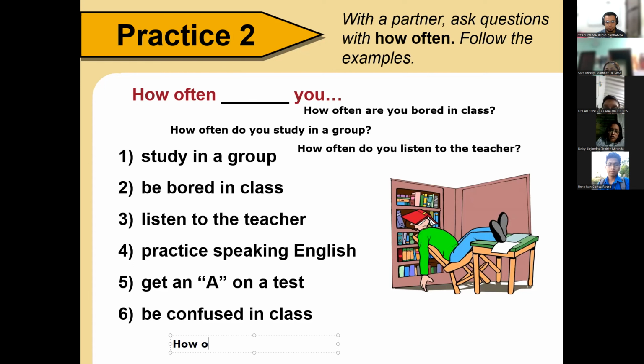How often do you practice speaking English? Yes, and you say, always, teacher, every day. And that's just, you practice only in class, right? Outside is very difficult. Okay, good. Number five.